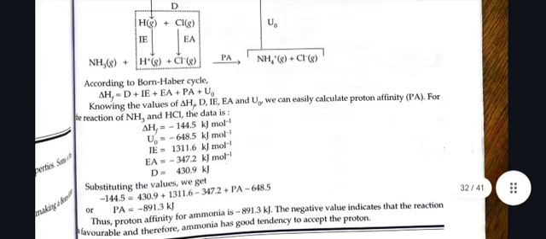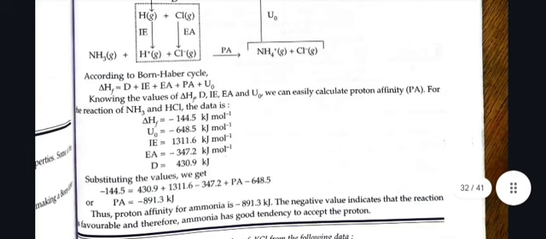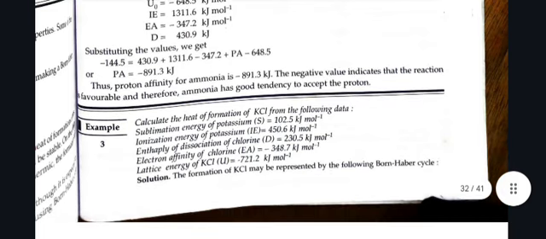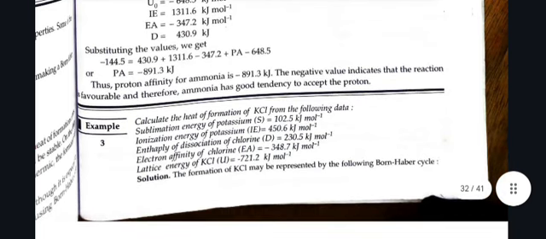Calculate the heat of formation of KCl from the following data. Sublimation energy of potassium is 102.5 kilojoule per mole. All these energies are in kilojoule per mole. Ionization energy of potassium, IE, is 450.6. Enthalpy of dissociation of chlorine is 230.5. Electron affinity of chlorine is minus 348.7. Lattice energy of KCl is minus 721.